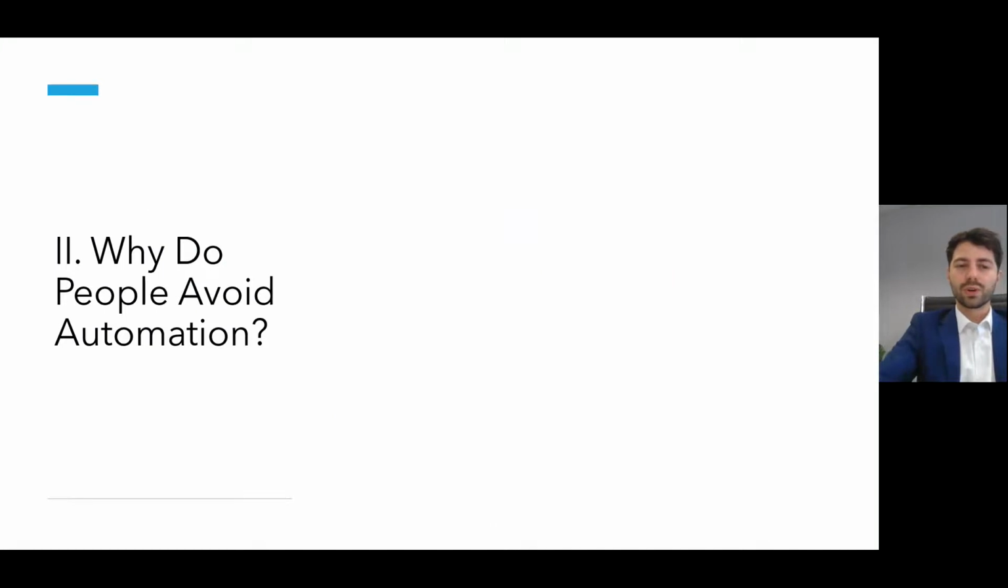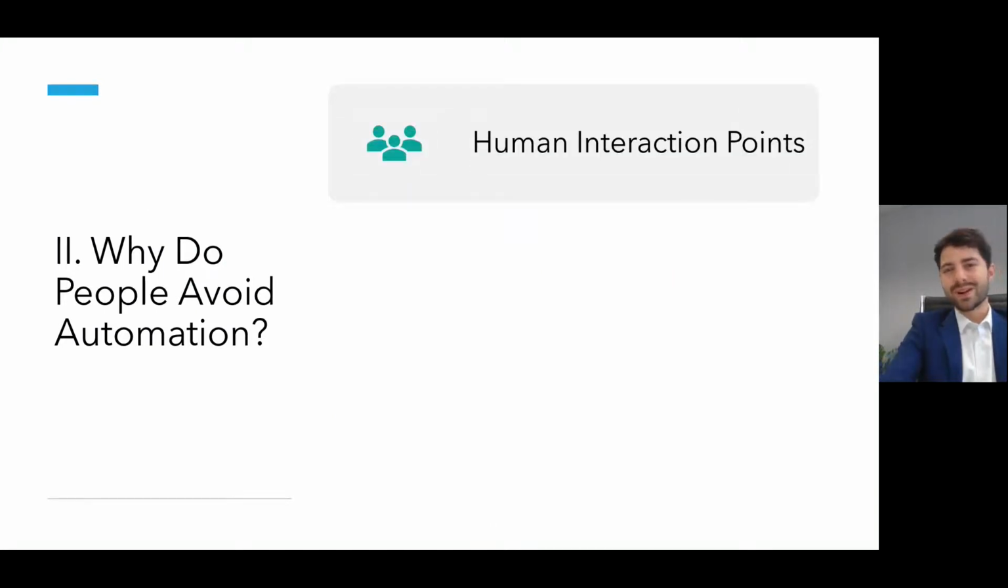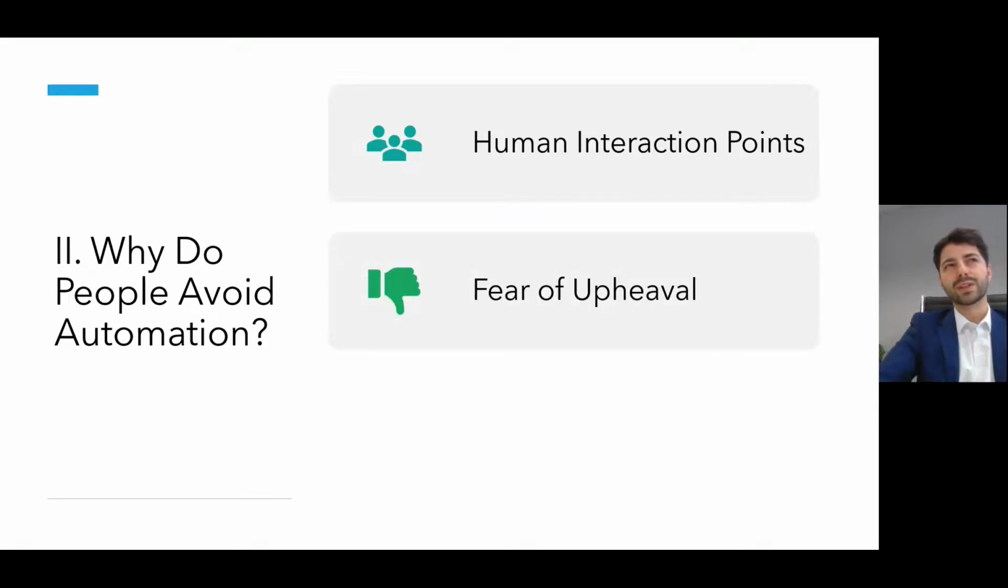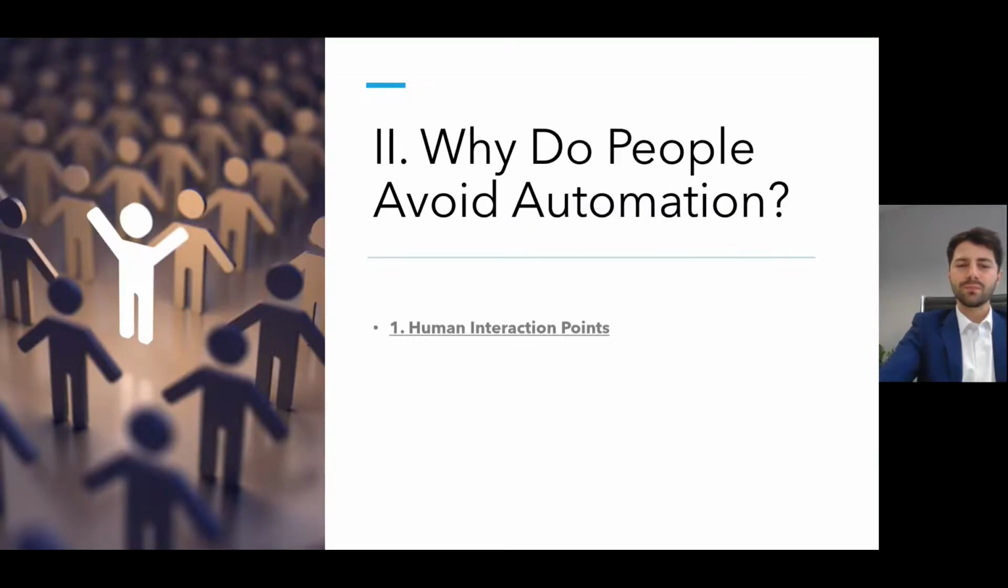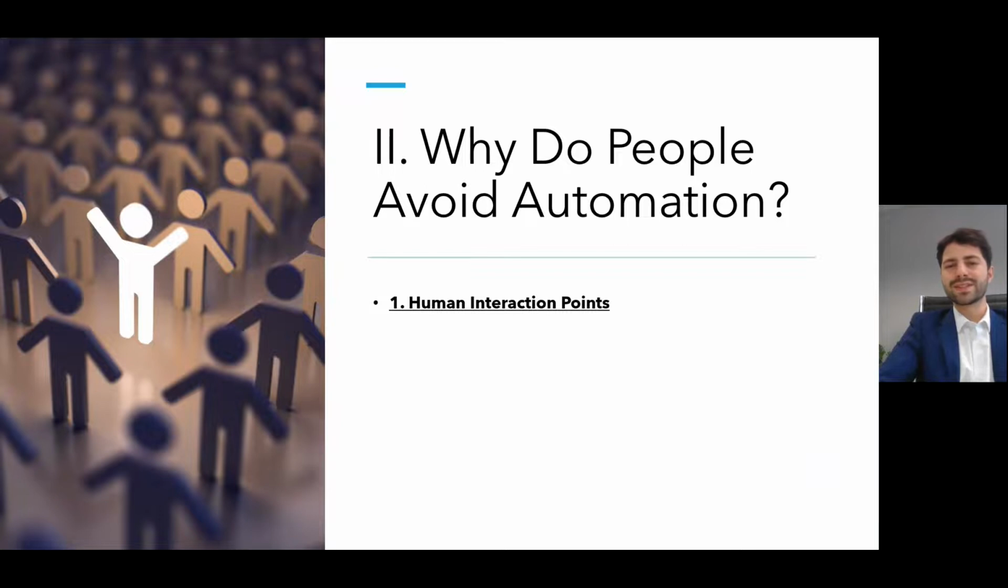So why do people avoid automation then? I think in my experience and in my research, it comes down to three main points. You have your human interaction points, so people basically wanting a human sitting in on something. They don't trust the process, so they want a human watching what it's doing. Then you have your fear of upheaval, so they don't want to disrupt their business by integrating something like that into their business. And then you have your return on investment, of course, which is a very crucial factor in all of this, and people questioning that maybe. So just let me dip a little bit further into some of these points.